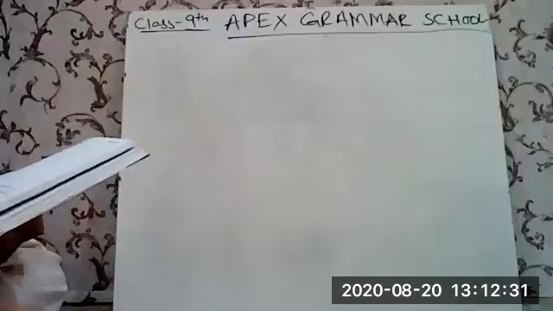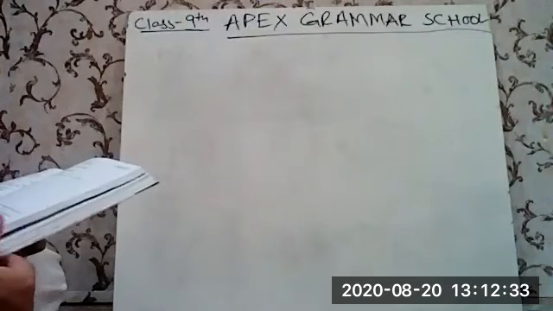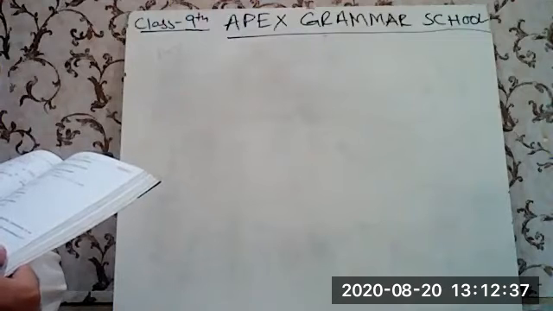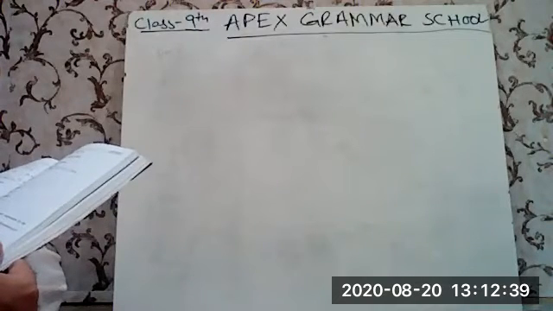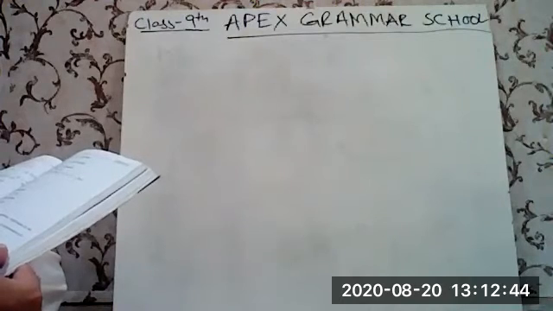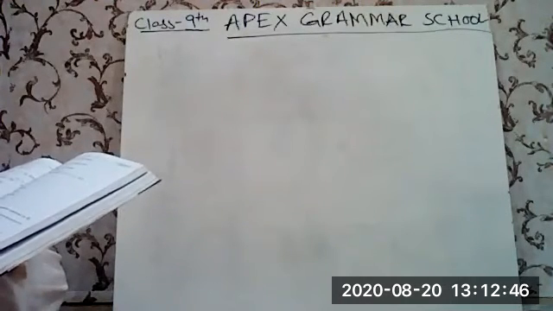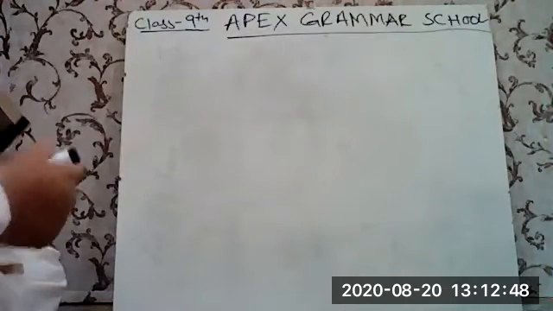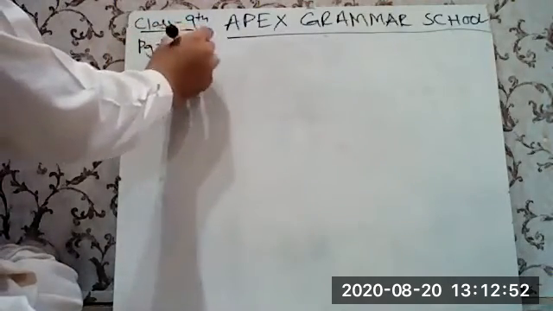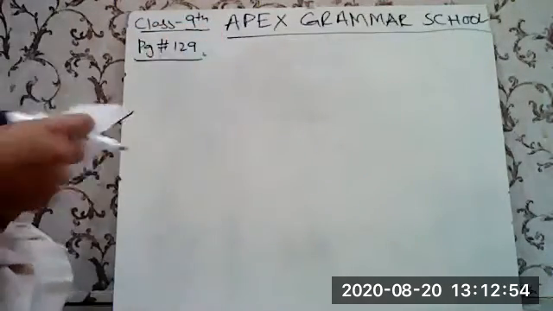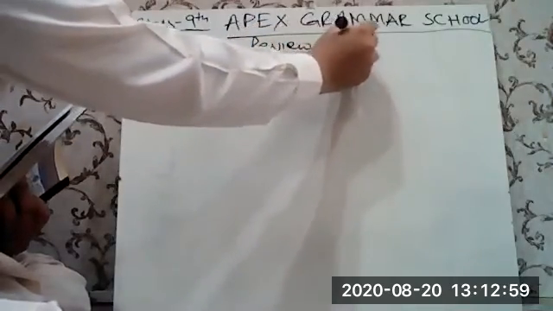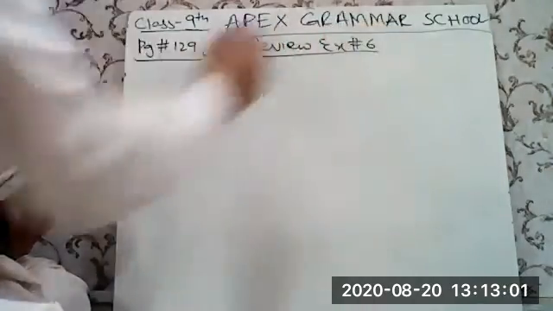Now the review exercise remaining questions of class 9 mathematics. We have already done all the MCQs, and question number 2 and question number 3 are complete, on page number 129 of the review exercise of chapter number 6 of class 9.